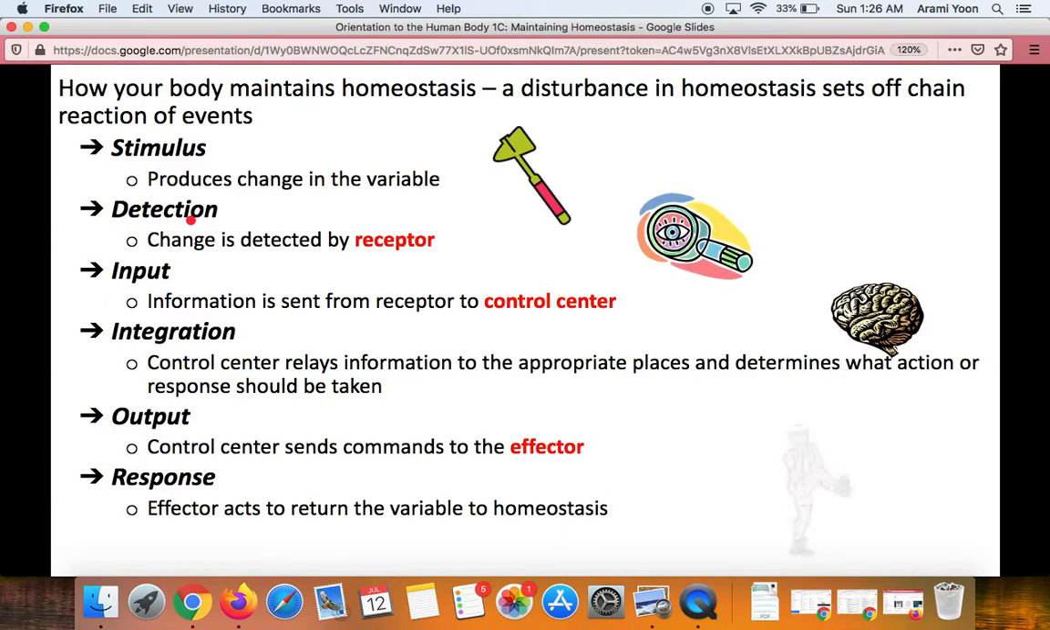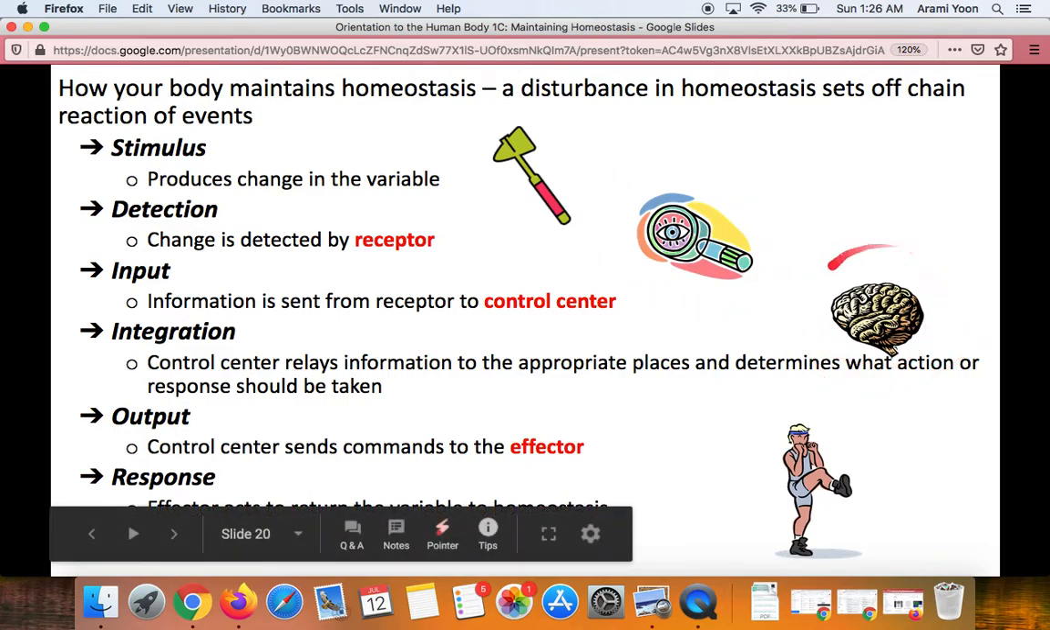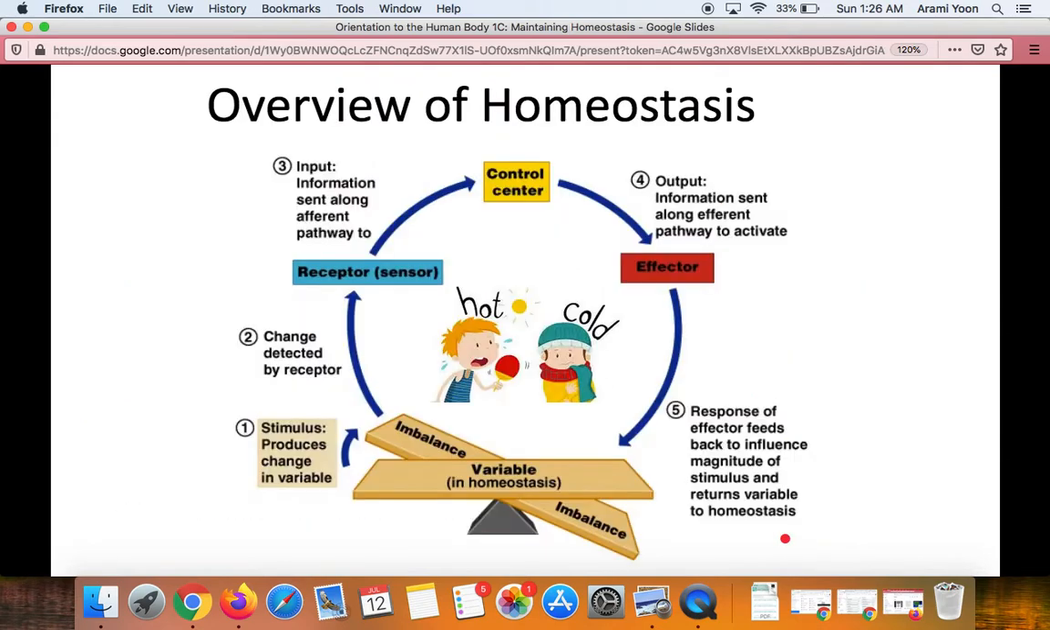I forgot about my little icons. Okay, stimulus, like when the doctor hits your patellar tendon with a rubber mallet. Detection: that's going to cause the tendon to stretch, which will then send input to the control center, which will then send output to the muscles, and that's going to cause your knee to kick out. That's called the patellar or the knee jerk reflex.